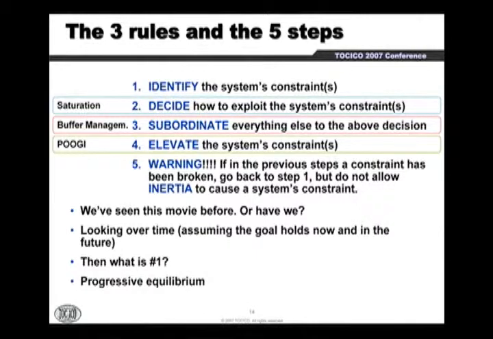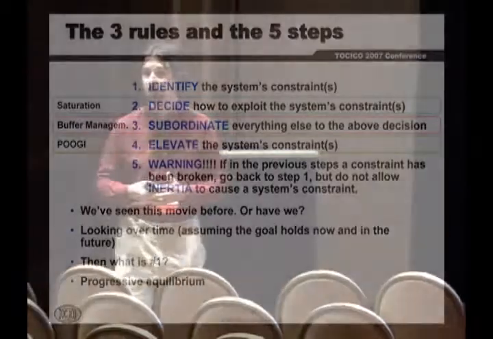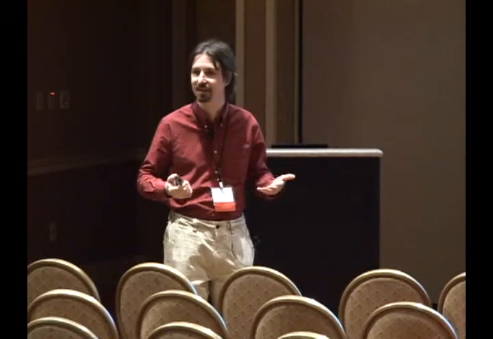And looking over time, it's important to have something stable, for instance, the goal and how you measure it. Otherwise, you cannot really apply the 5 steps. Each time you change the goal, you have to revisit all your management orientation. Otherwise, you're going to be doing something that is not consistent with the system you're trying to manage.